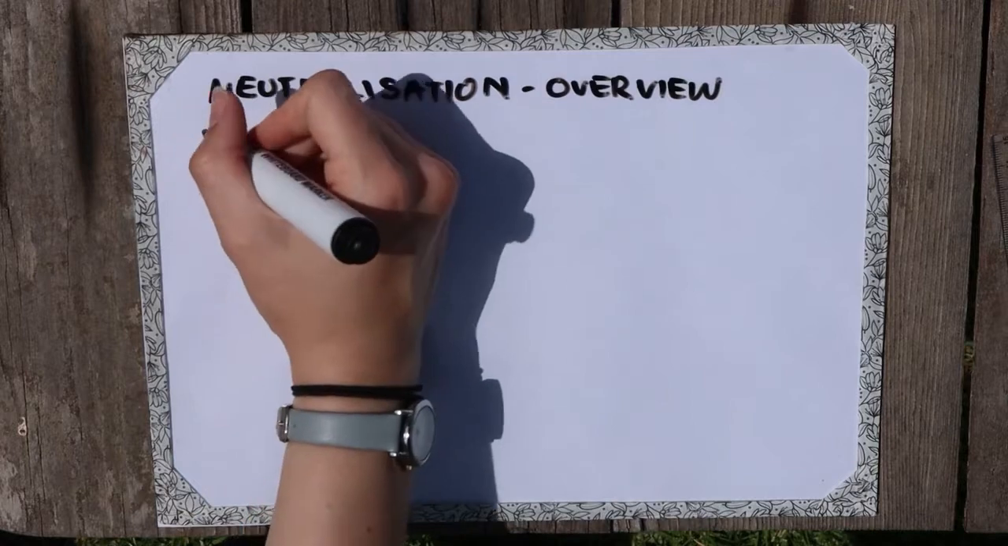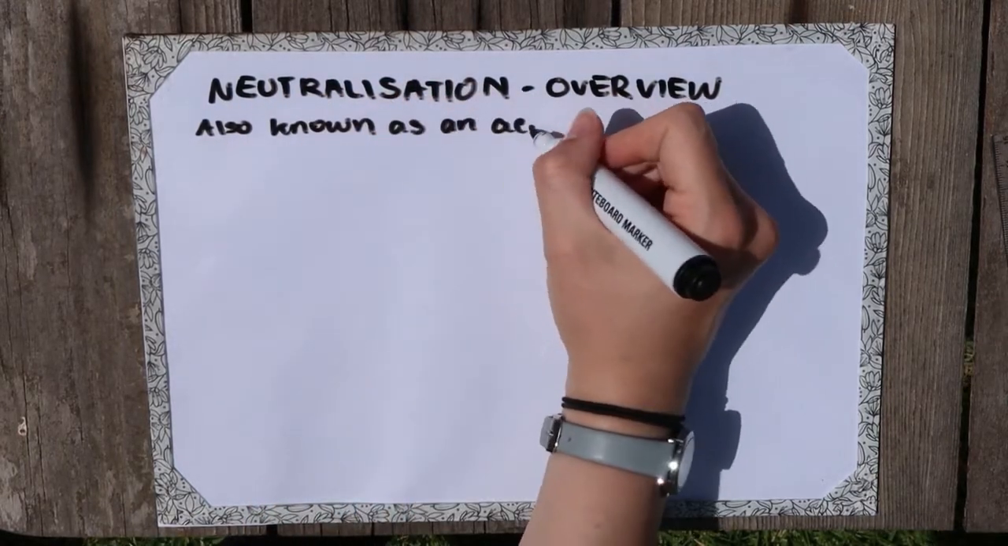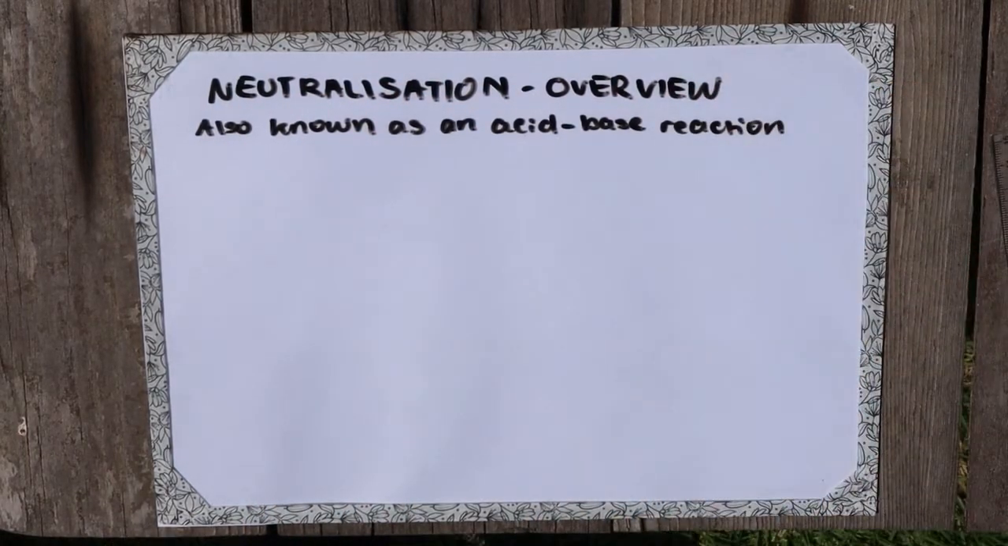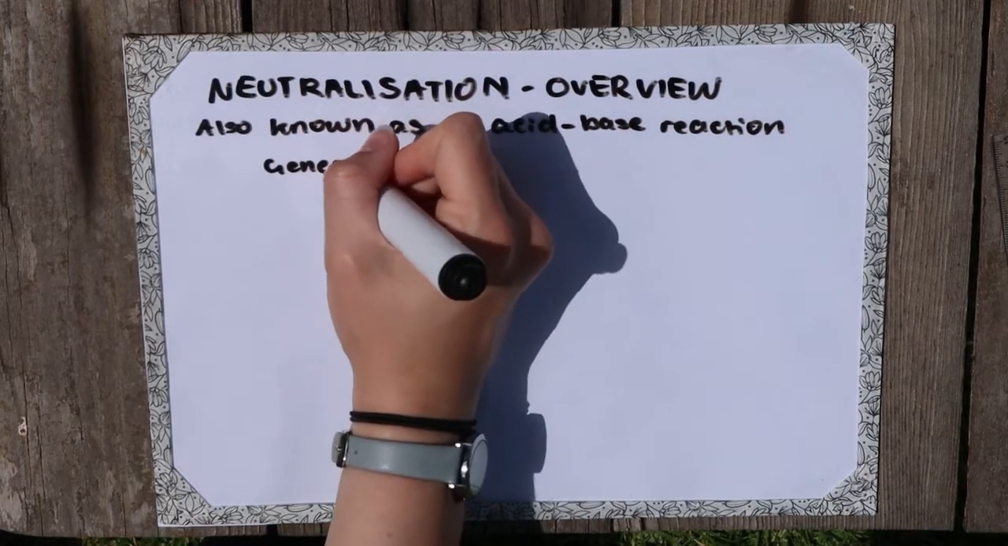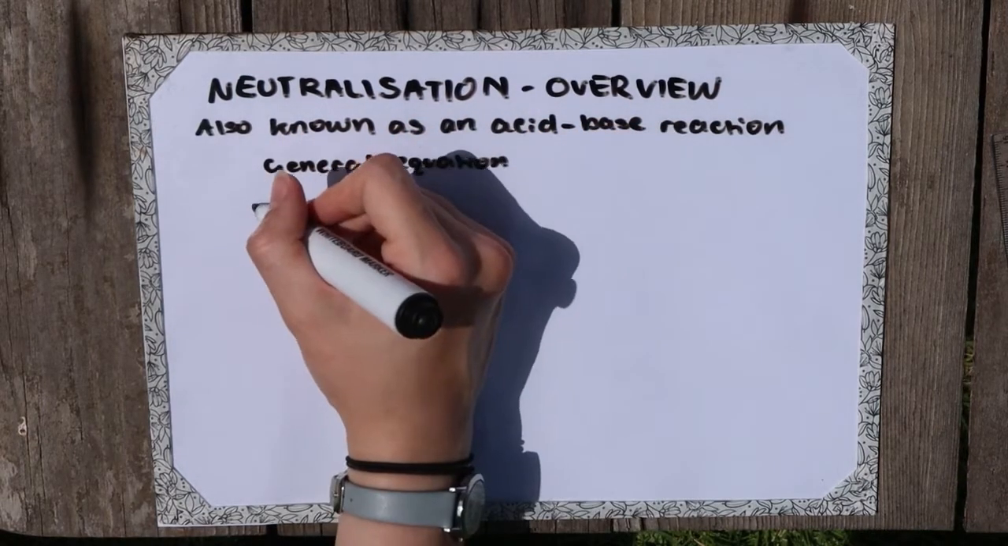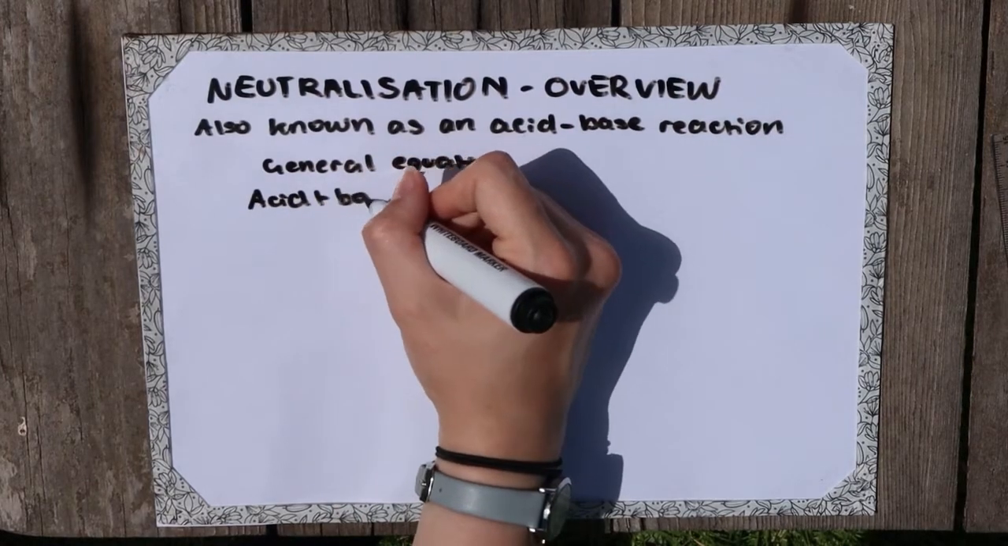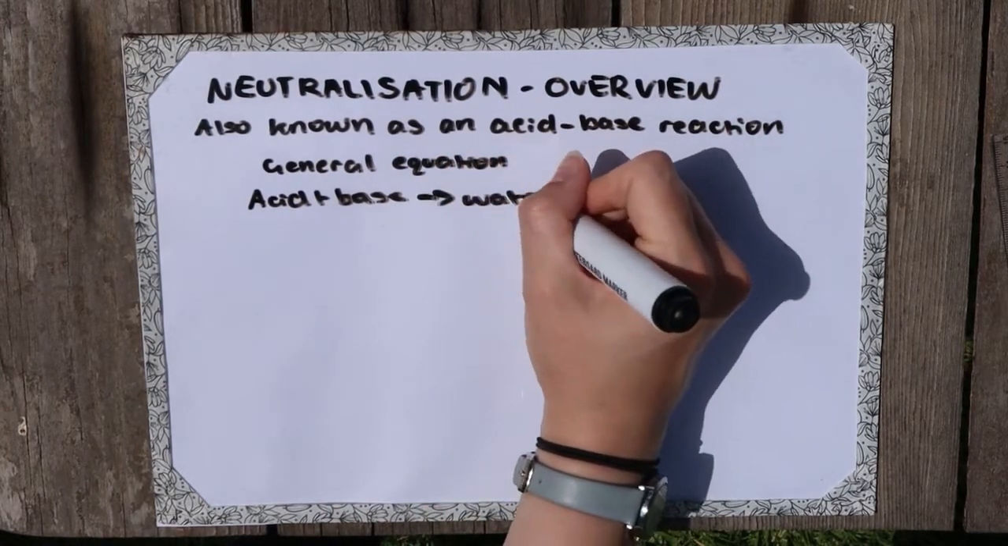Neutralisation. A neutralisation reaction, also known as an acid-base reaction, is a chemical process wherein an acid and a base react together to produce water and a salt. The high pH of the base interacts with the low pH of the acid, effectively cancelling each other out to form a neutral product. The general equation for a neutralisation reaction looks like this. An acid plus a base becomes water and a salt.